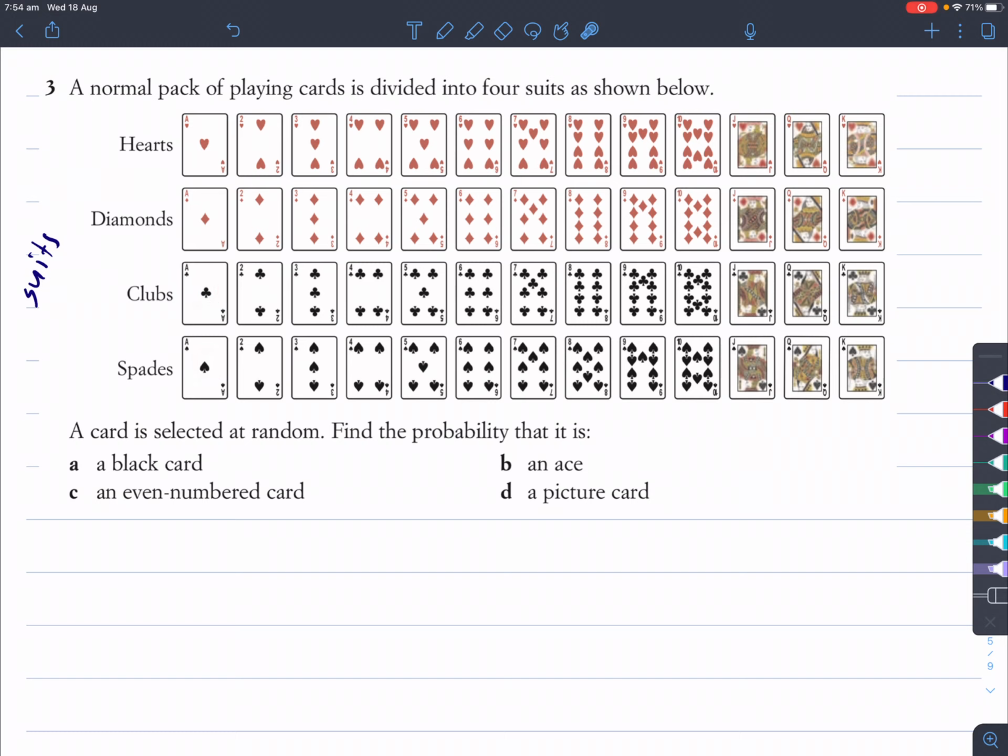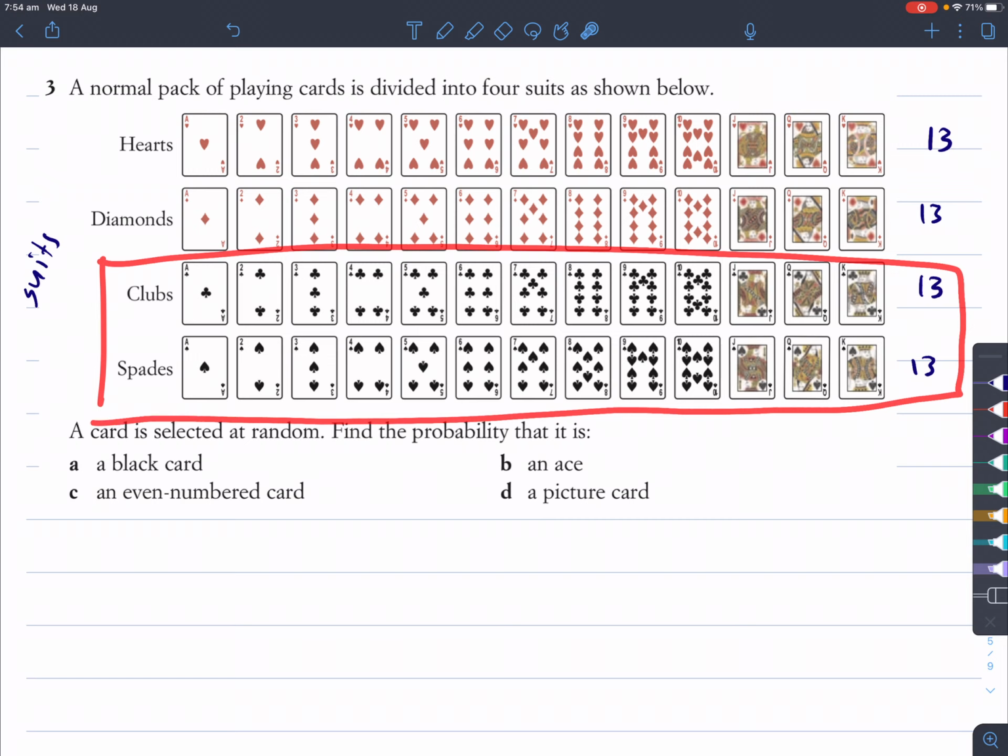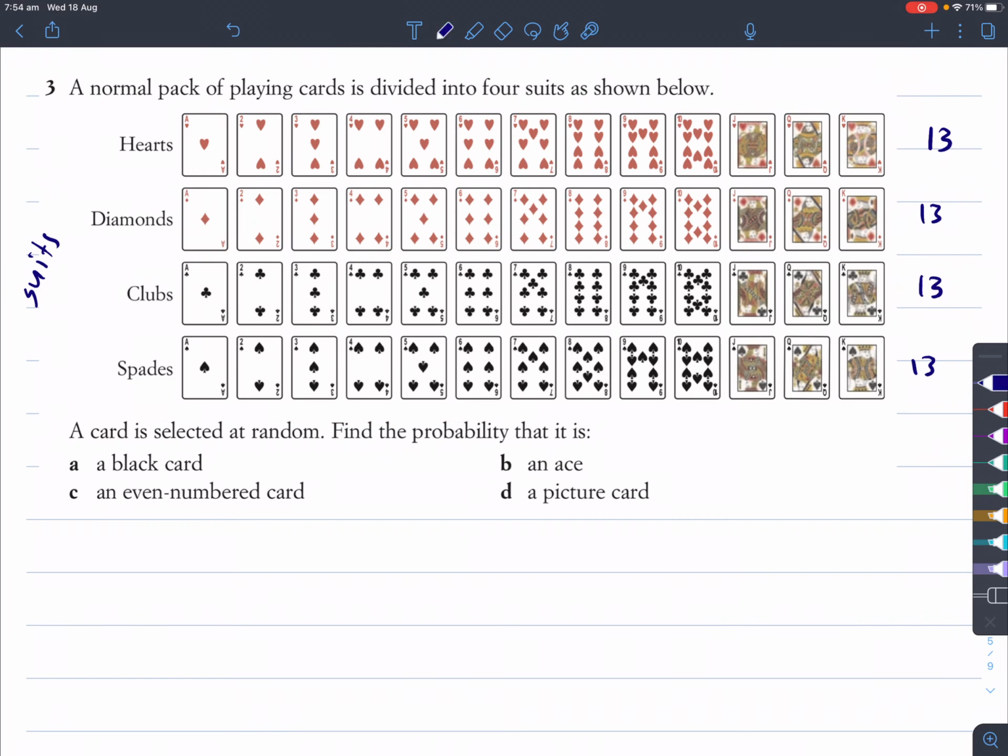Okay? So there are 13 cards of each kind. I'm going to write 13 here, so you know that. So 13 of each suit. Now, a card is selected at random. Find the probability that it is a black card. So black cards are only these ones here. They involve half the deck of cards, which means a total of 26 out of 52, or you can just say half.